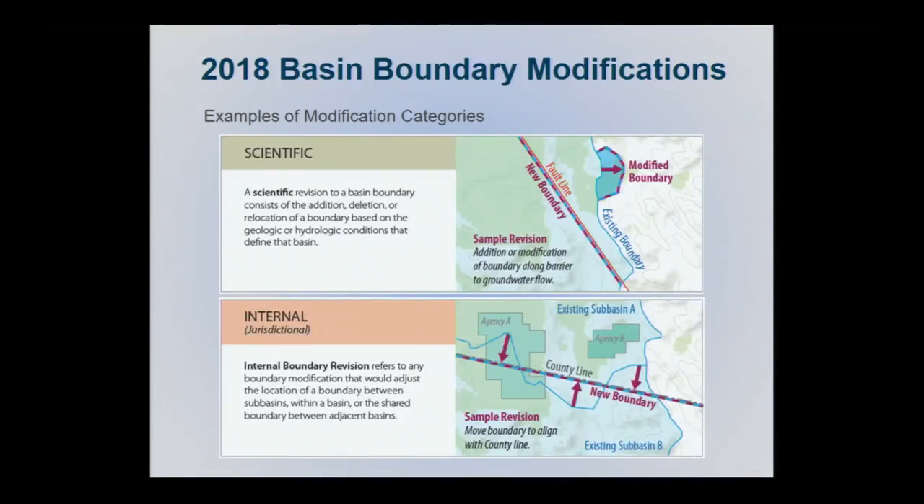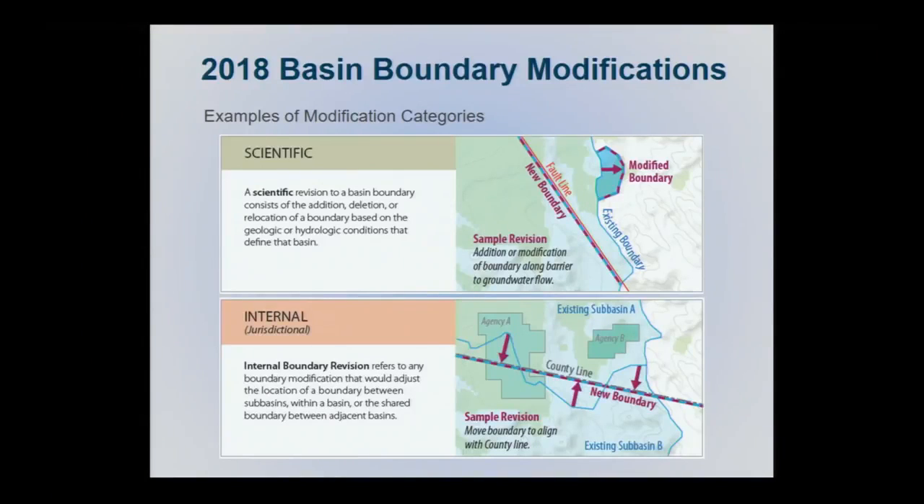The categories of the modifications that are available are scientific, for one. A scientific revision of a basin boundary consists of an addition, deletion, or relocation of a boundary based on the geologic or hydrologic conditions that define the basin. In the picture on the right, you can see that there may be a hydrologic barrier caused by a fault, and a new boundary could be snapped to that fault line. The other thing that a scientific basin boundary revision does is that you can actually change the outside extent of that basin by following newer, more precise geologic maps.